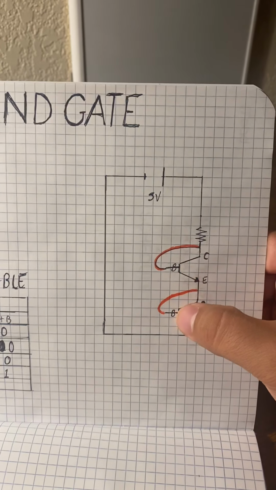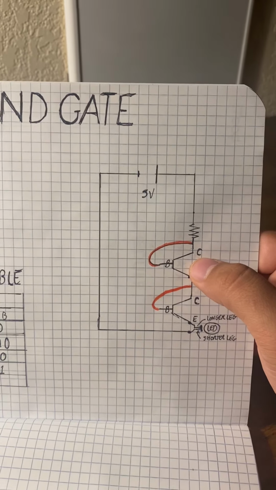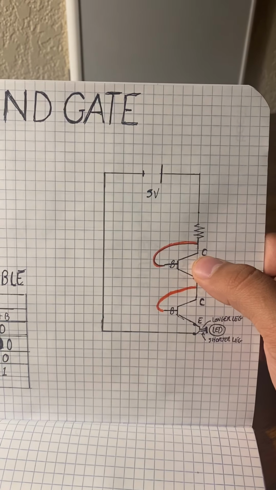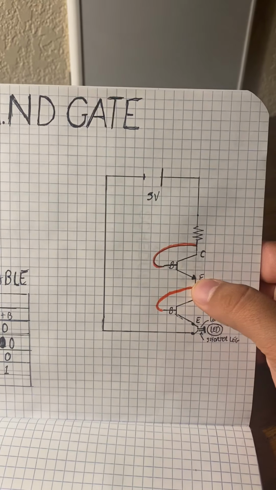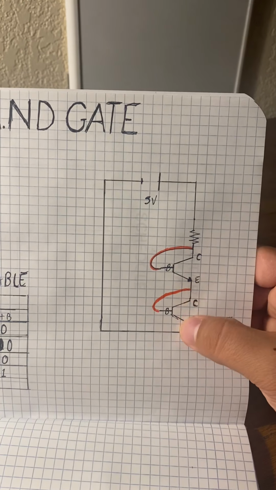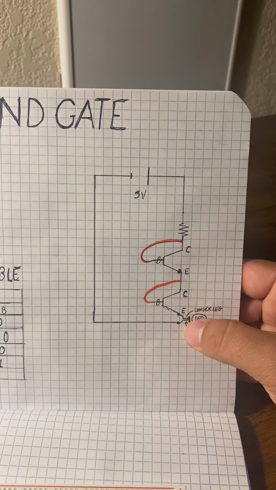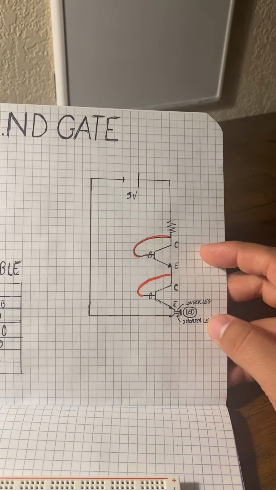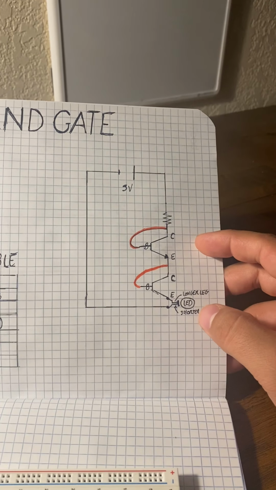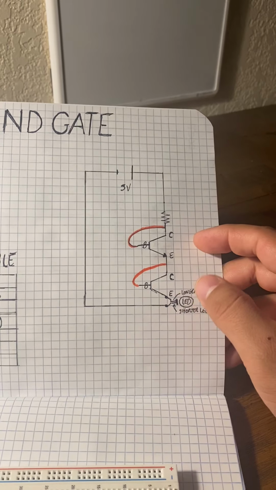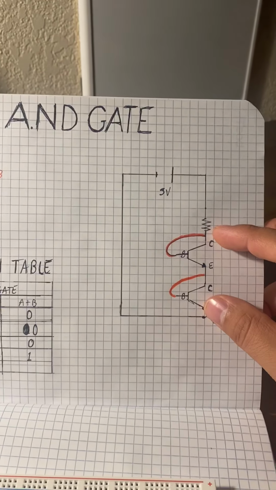Now here I have two transistors. The transistors have three different components. Right here, the C, which stands for collector, the B for base, the E for emitter. Same thing for this transistor. Now here, I also have an LED bulb, which should be lit, if my AND gate is set up properly.